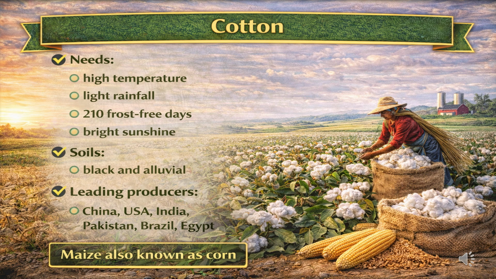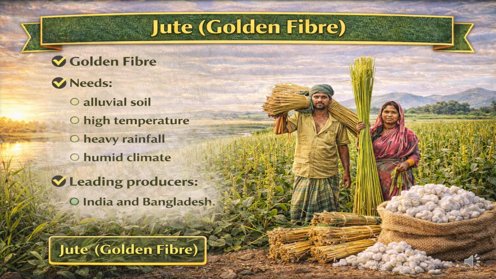Now let's move to fiber crops. Cotton needs high temperature, light rainfall, bright sunshine, and about 210 frost-free days. It grows well in black and alluvial soil. Leading producers are China, USA, India, Pakistan, Brazil, and Egypt. Jute is called the golden fiber. It needs alluvial soil, high temperature, heavy rainfall, and humid climate. India and Bangladesh are the leading producers.